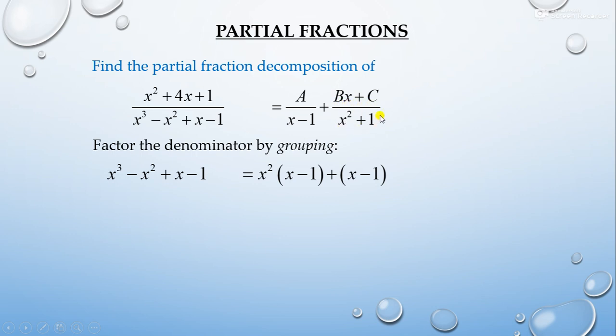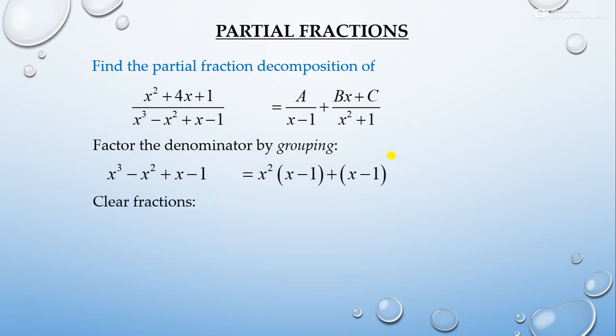Suppose you have a cubic term in the denominator, like x cube plus 1, what will you assume in the numerator? You have to take a quadratic term, that means bx square plus cx plus d, like that. Clear? So here we have the quadratic term, so we assume bx plus c. So now we have three unknowns a, b, c. So calculate these three unknowns and put them here, so you will get the partial fraction of the given expression.